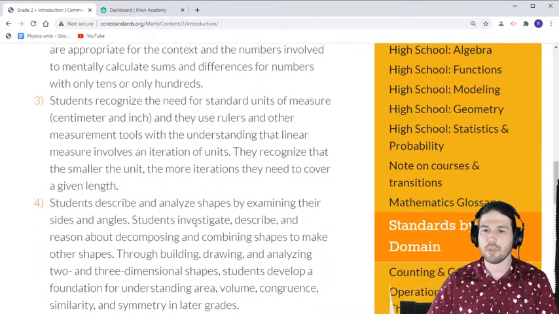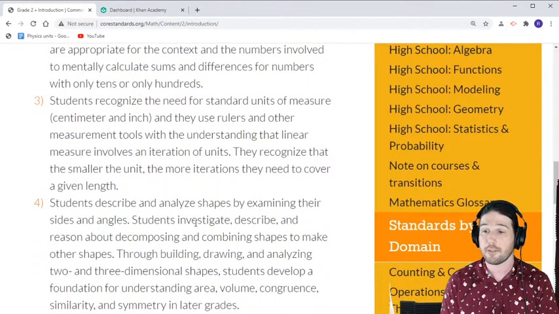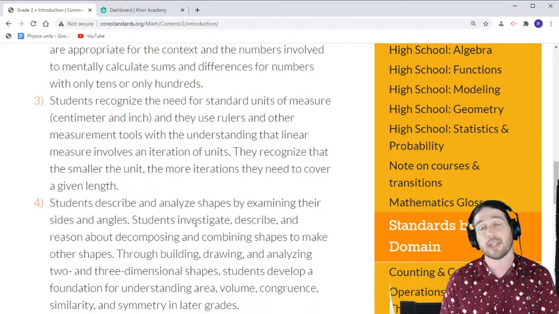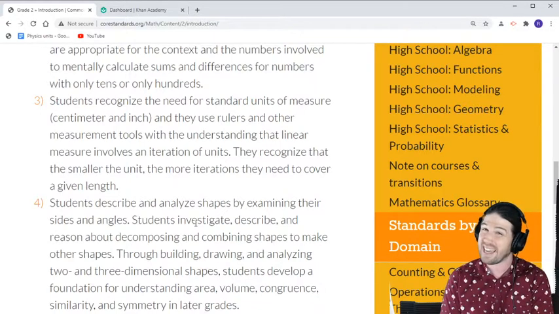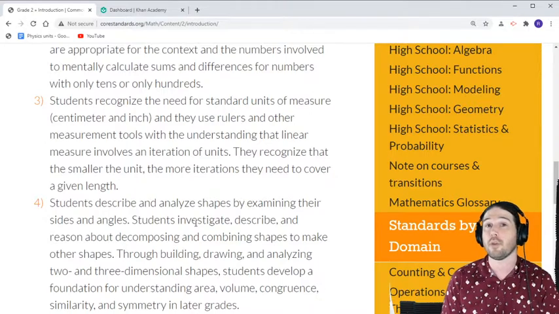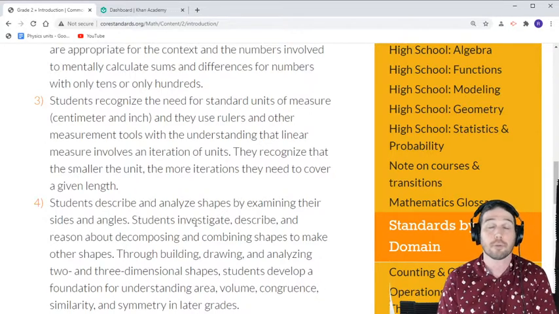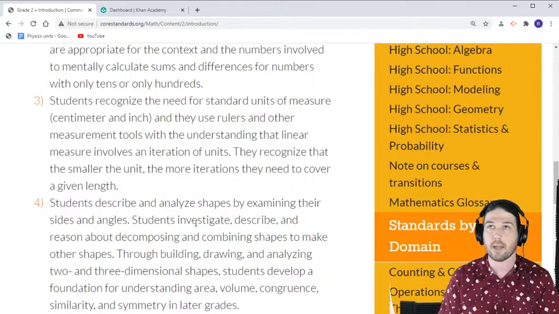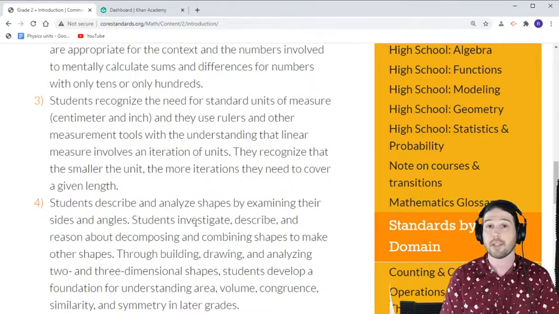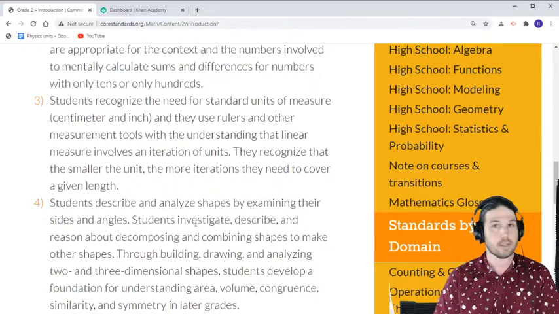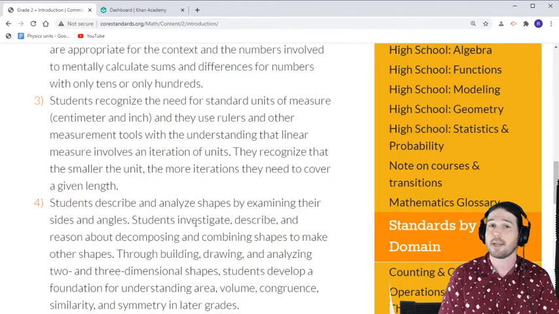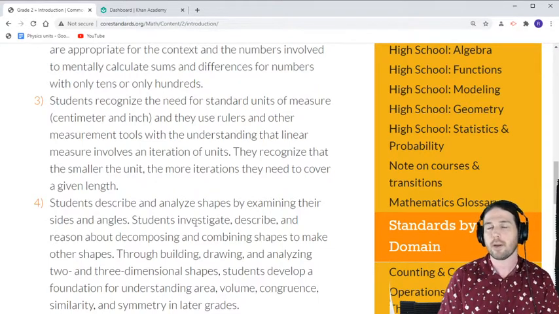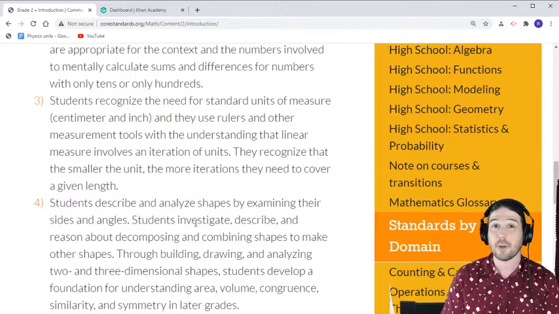Number 3, students recognize the need for standard units of measure, centimeter and inch, at least here in the United States, although again, even if you're somewhere that uses only the metric system, you should probably have a working understanding of the imperial system as well, just because we Americans do export a lot of stuff. Not as much as we used to, but we do export a lot of stuff. So you might want to have our measurement down, even though it doesn't make any sense.